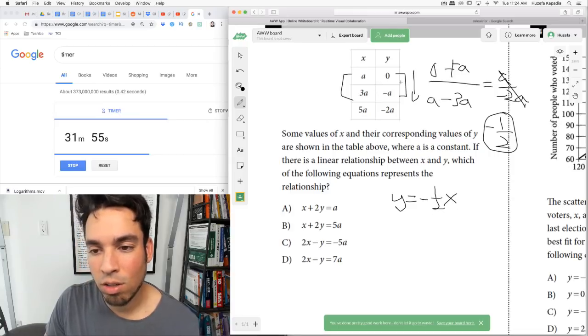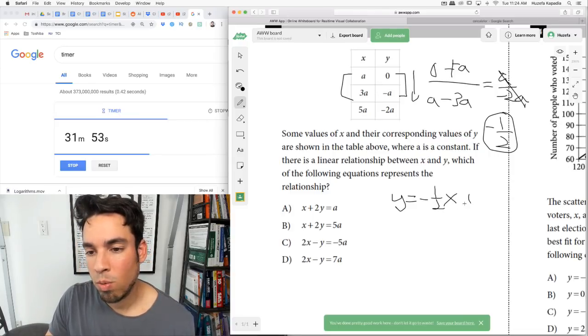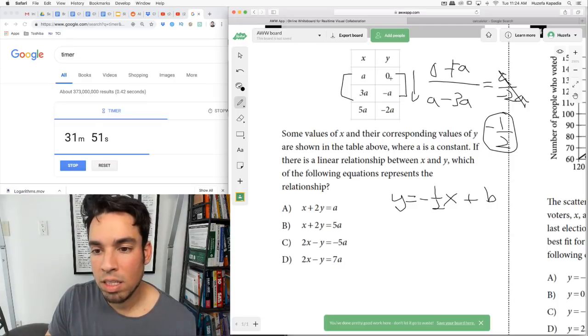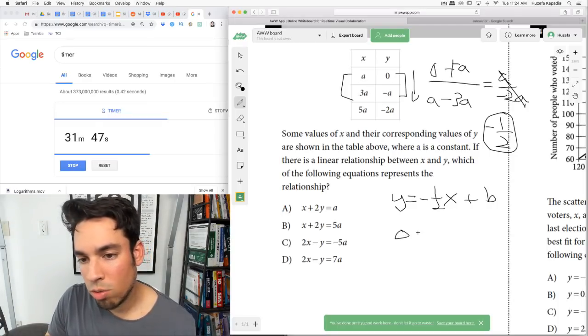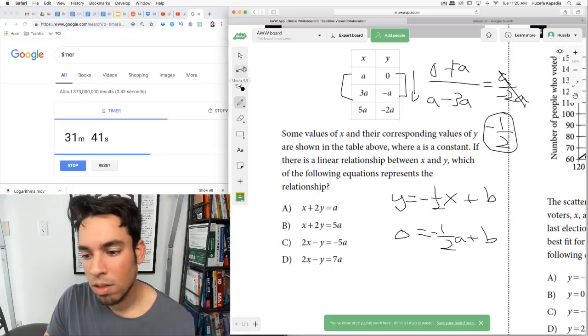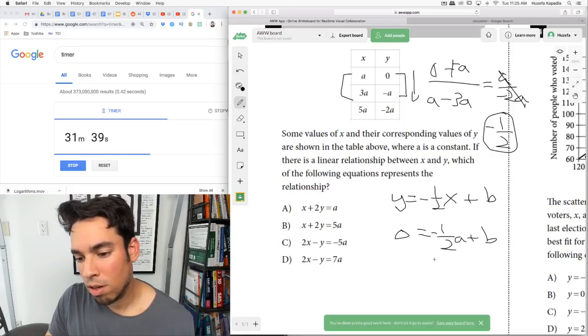And then the question is, what's my y-intercept? Well, I can plug in these values, 0 and a, for y and x. So when y equals 0, x equals a: 0 equals negative 1/2 a plus b. And we can solve for the y-intercept, b. So I'll add 1/2 a to both sides.